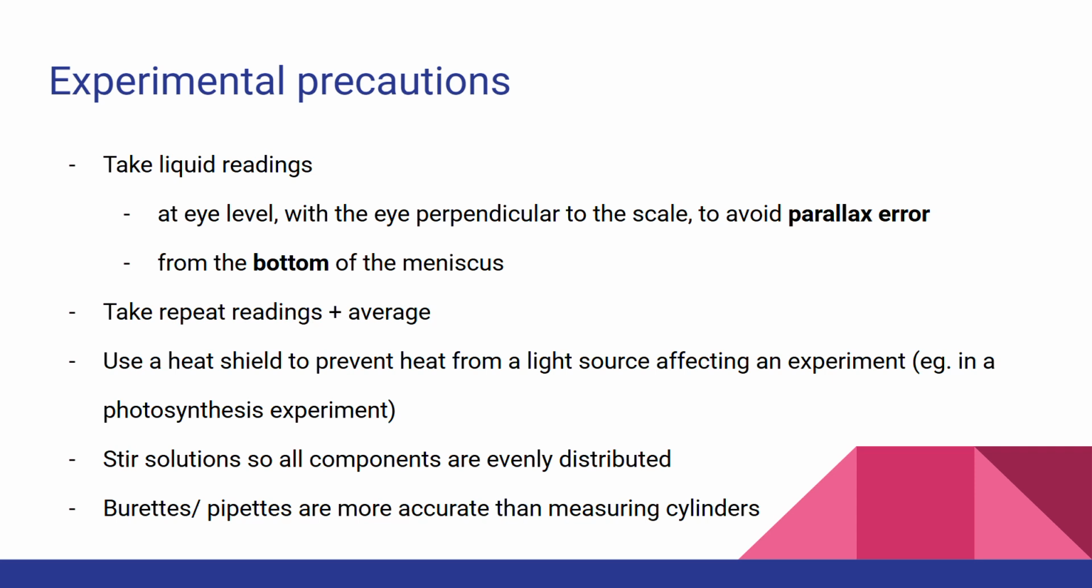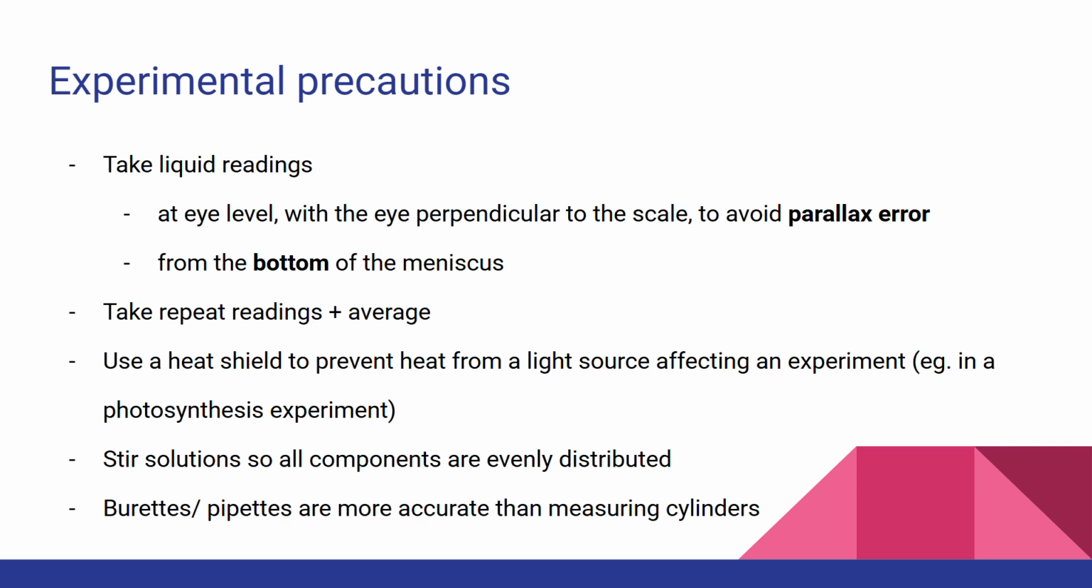There are experimental precautions that we must carry out essentially, such as for liquids, taking liquid readings at eye level with the eye perpendicular to the scale, and this is to prevent parallax error, and take the liquid readings from the bottom of the meniscus. As usual, for all experiments we must take repeat readings and average unless this is impossible.